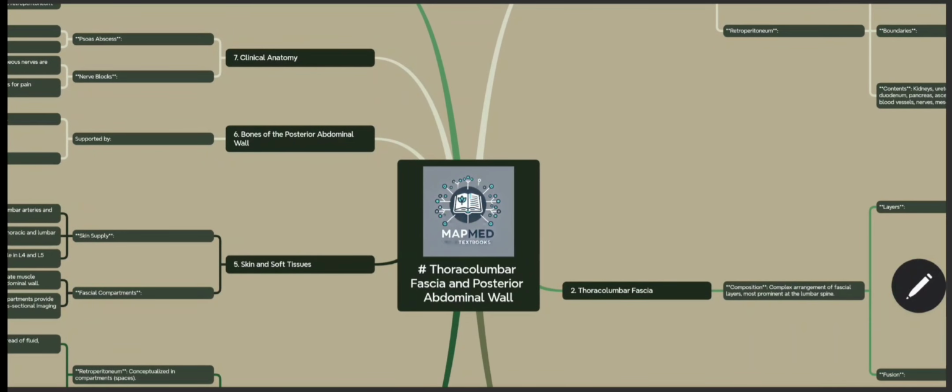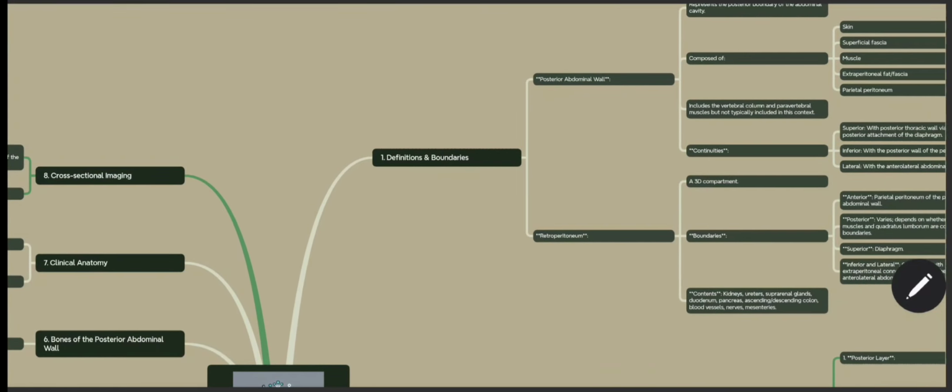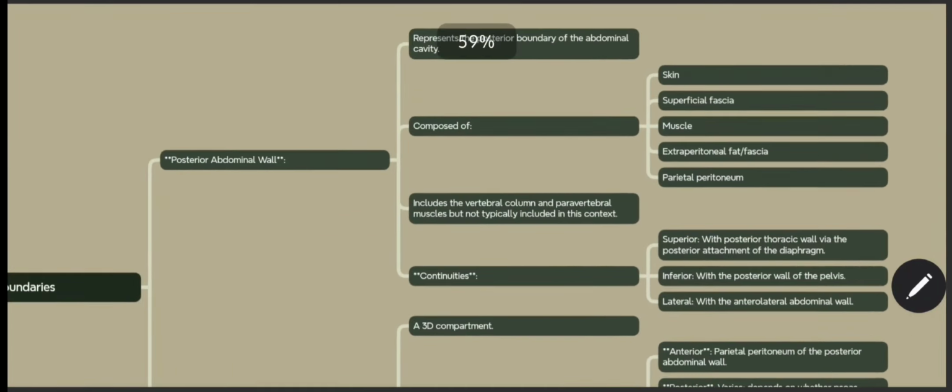Today we are going to discuss the anatomy of the posterior abdominal wall. The first topic is the thoracolumbar fascia and the posterior abdominal wall. In this topic, we are going to discuss first the definition and boundaries of the posterior abdominal wall.